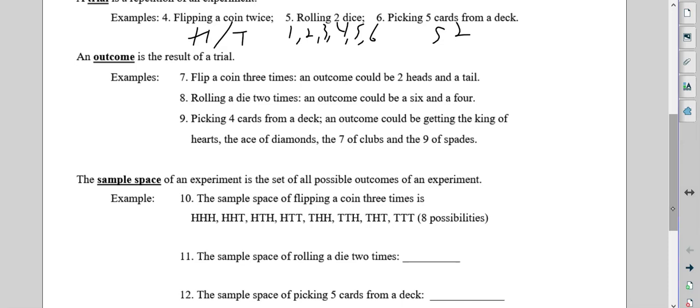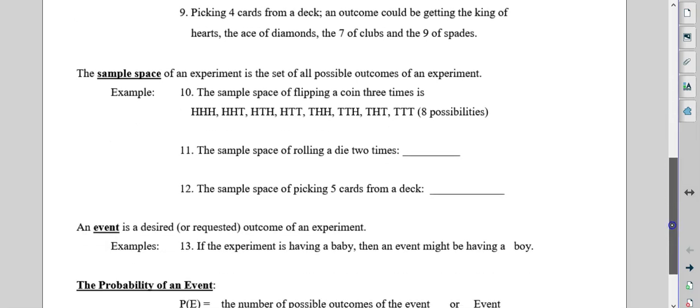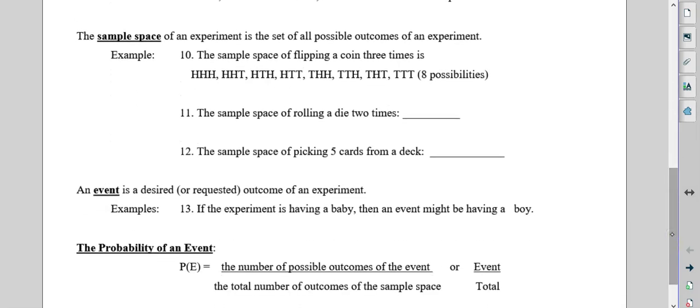So if you flip a coin 3 times, you could have 2 heads and a tail, 2 tails and a head, something like that. If you roll a die 2 times, you can get a 6 and a 4, 1 and a 3, 1 and a 5, something like that. Picking 4 cards from a deck, you could get King of Hearts, Ace of Diamonds, 7 of Clubs, 9 of Spades, any other crazy combination of those 52 cards. Those are outcomes. Now, the sample space is all the possible outcomes of an experiment.